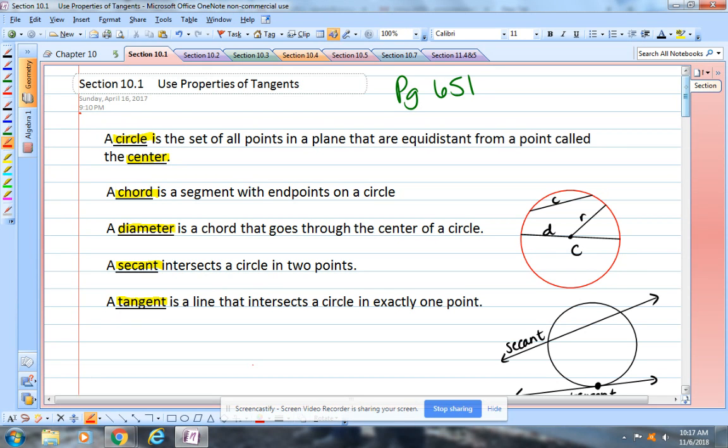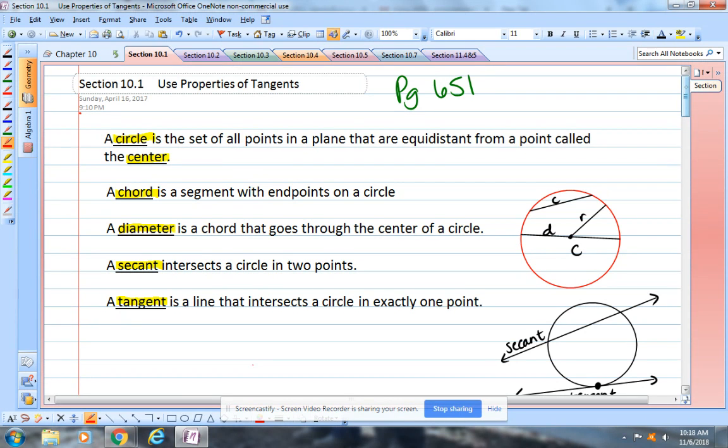A chord is a segment that has endpoints on a circle. So for this example, this one up here, I have it labeled C on the figure. It is a chord because its two endpoints touch the edge of the circle. A diameter is also a chord. A diameter is special because it's a chord that goes through the center. So it touches endpoints on the edge of the circle, but it goes through the center. Okay, that's what a diameter is.